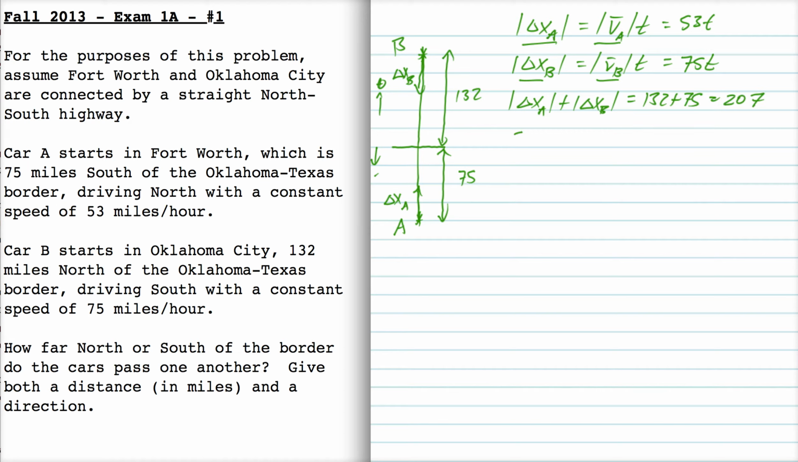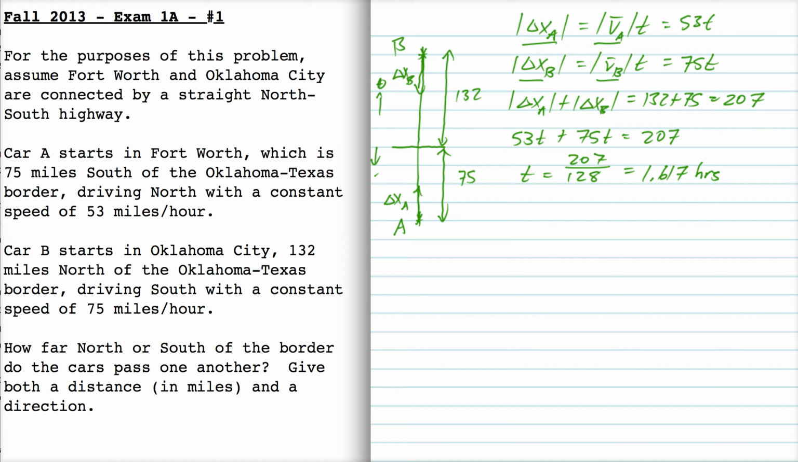Well, that means that 53t plus 75t is equal to 207, right? So you see that little trick. That allows me to solve for t. So t is equal to 207 over 128, which is 1.617 hours. And now I can solve the problem pretty easily.